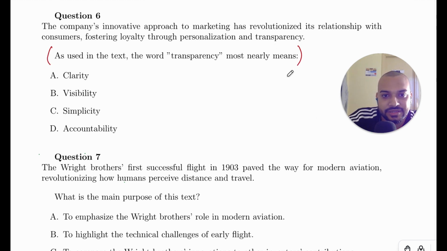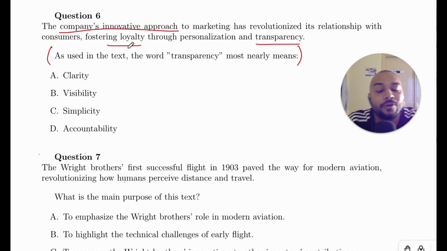So let's look at the question instruction. As used in the text, the word transparency most nearly means. Look for the word transparency. It's here. Okay. Read the complete idea. The company's innovative approach to marketing has revolutionized its relationship with consumers, fostering loyalty through personalization and transparency. It's fostering loyalty.